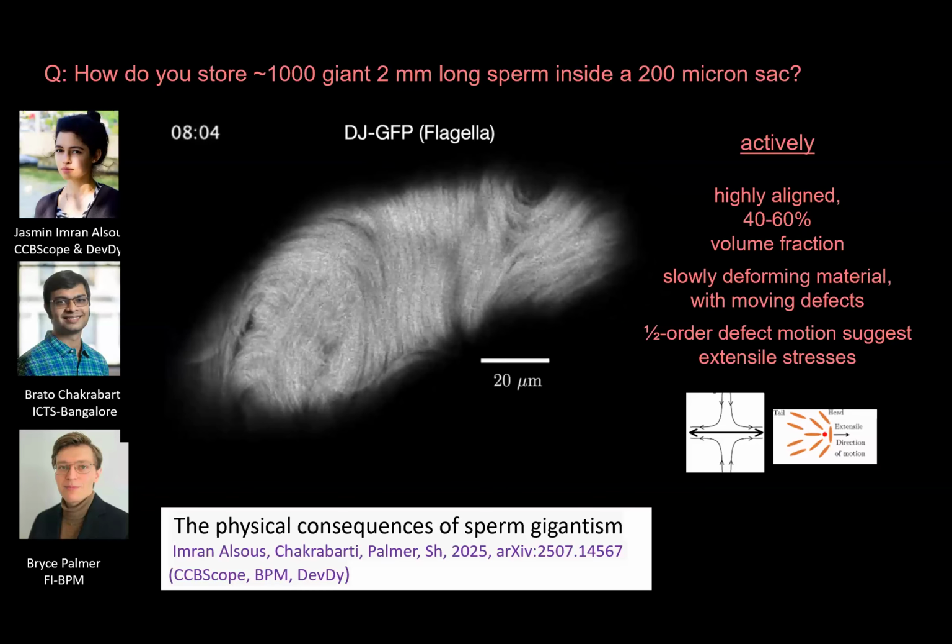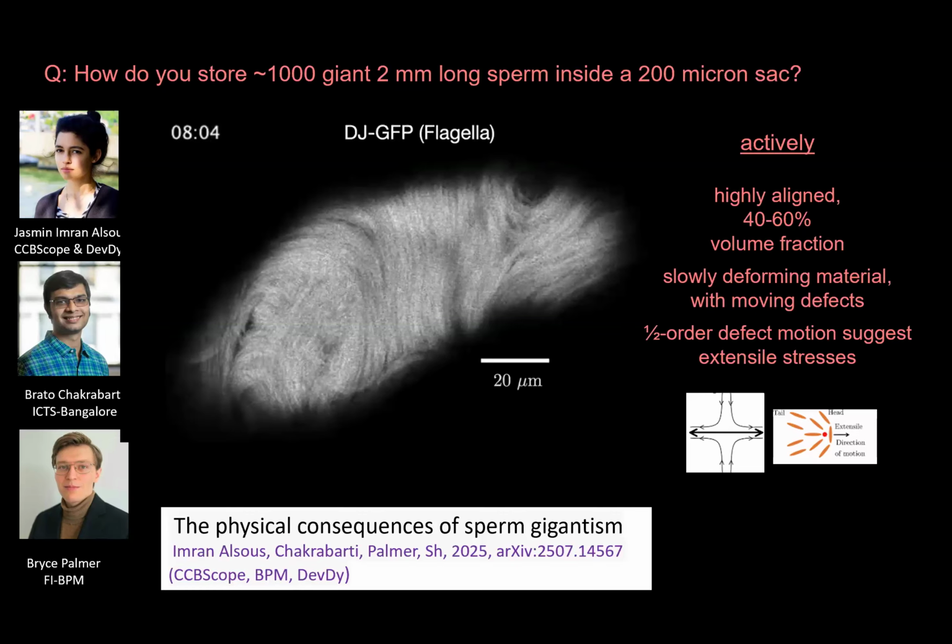In the language of active nematics, this indicates something called an extensile stress in the system. Namely, there are stresses that are stretching along the field lines of this nematic material. And this is work done by 3 people at Flatiron, and I already introduced Brato Chakrabarti, who's now in Bangalore. Yasmin Imran Alsous did a lot of the observations, and then brought over the modeling and simulations by Bryce Palmer.